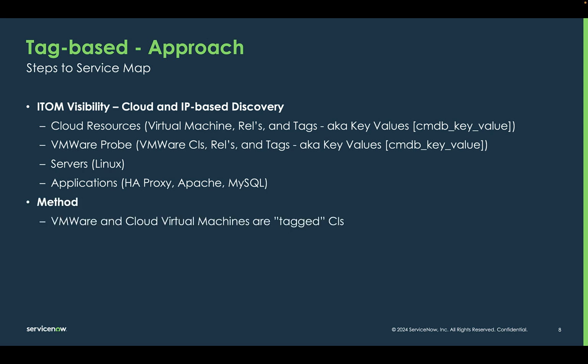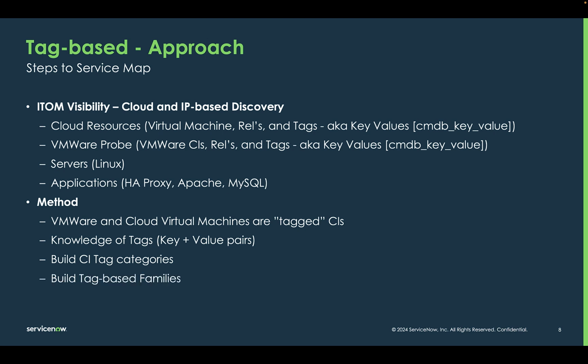So once we collect our tag values, we need to get an understanding of them. And with that understanding, then we can build out tag categories that are most meaningful. Tag categories like application, environment, location, cost center, owner. And once you build your tag categories, you bundle them in tag-based families.